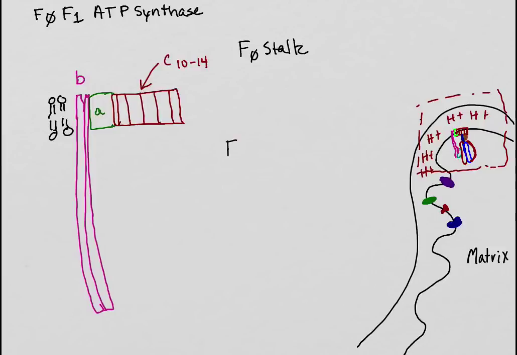So let's take a moment to draw the F1 knob. And we'll use some appropriately different colors. So the gamma subunit, arguably one of the most important components of the machine, it sticks down here. We had it in blue, and we'll label that as a gamma. And then there's also an epsilon subunit.